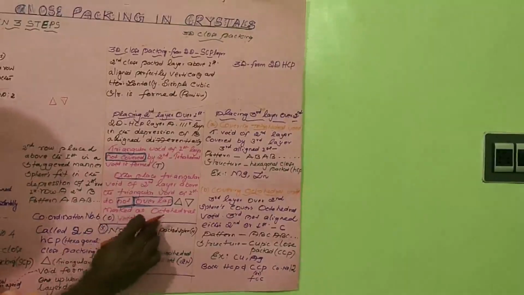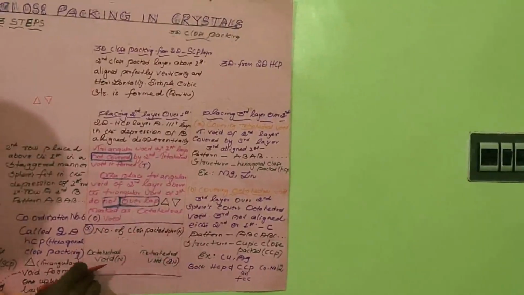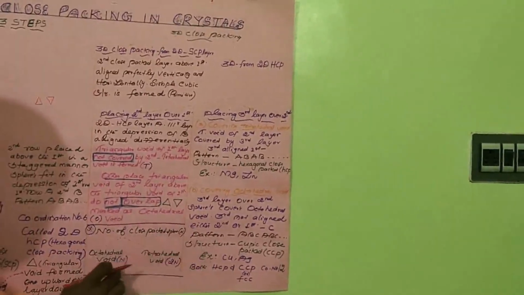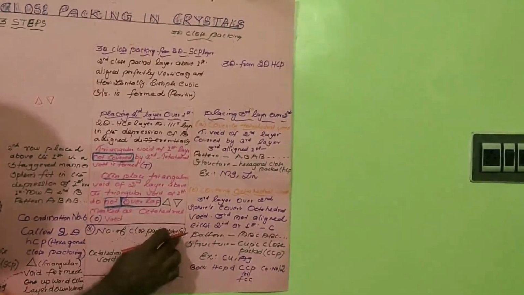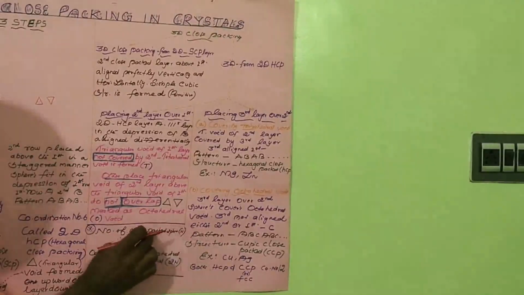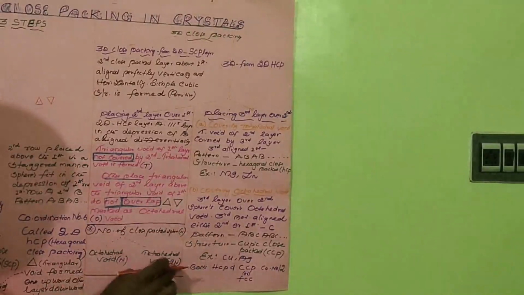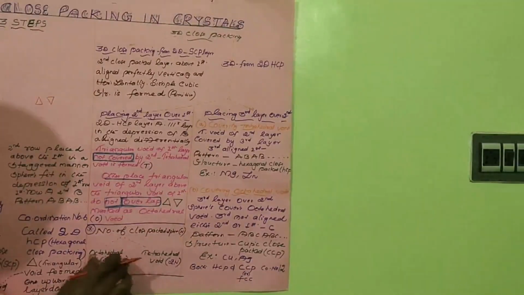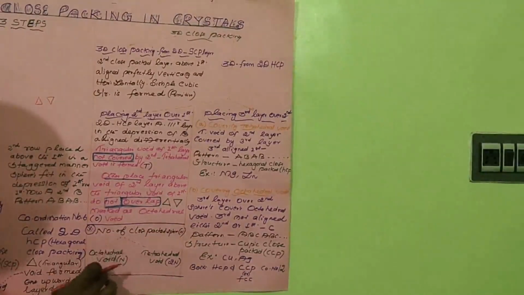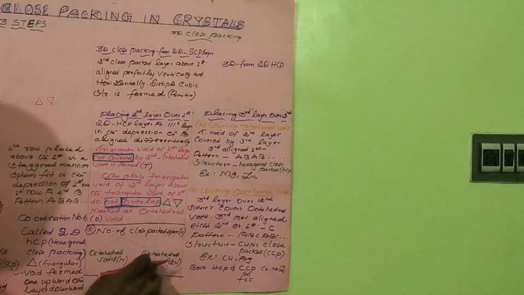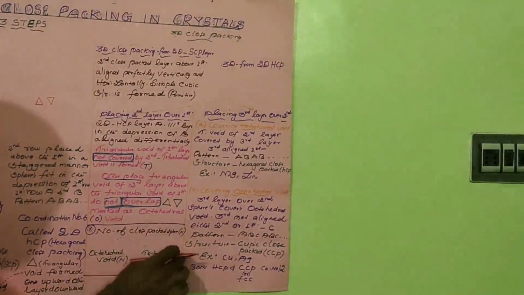Here one important point, that is very important: the number of close packed spheres is n. Octahedral void is n. Tetrahedral void is 2n. That is very important. The number of octahedral voids is n. The tetrahedral void is 2n.